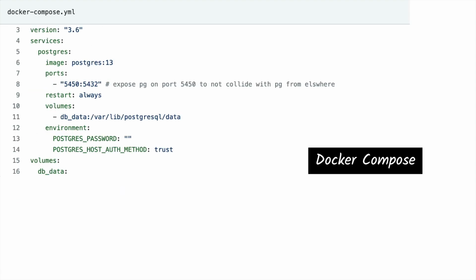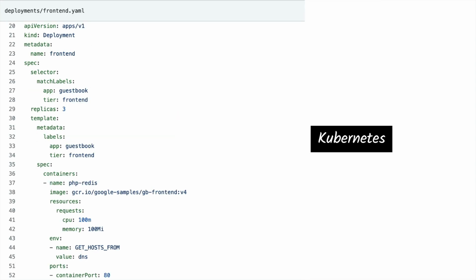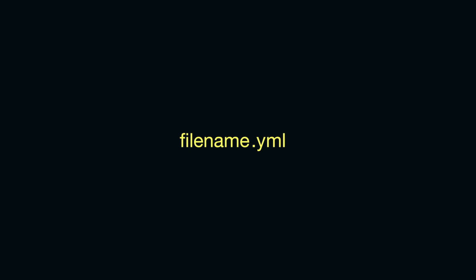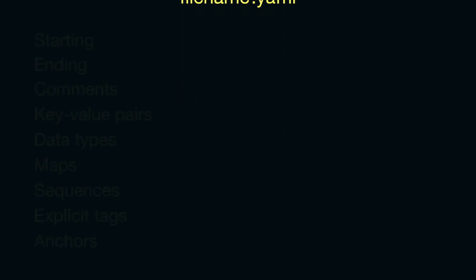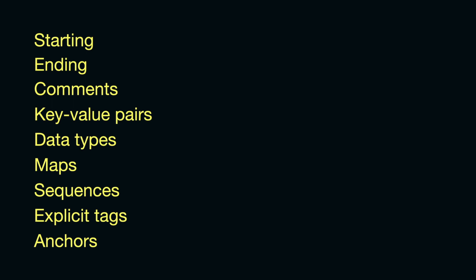YAML is a data serialization language similar to JSON and XML, which is used to store and represent data. You might have seen it used in GitHub Actions, in Docker, in Kubernetes, and a lot of other DevOps tools use YAML files for configurations. YAML files have the extension .yml or .yaml, and a file can consist of multiple different things. In this video, we'll be covering all these different parts with examples.